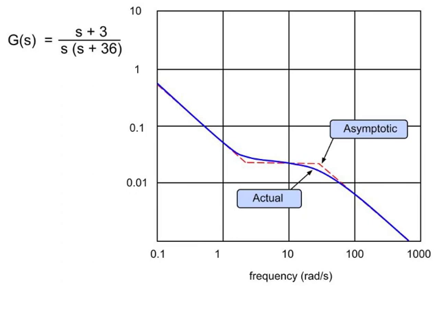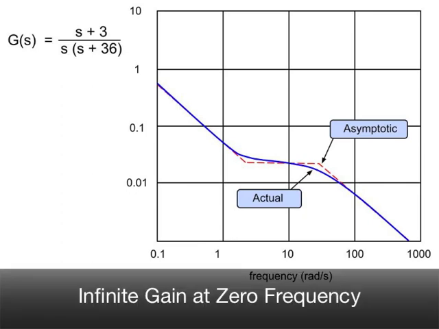And before we move on, I just want to point out a simple fact about this particular transfer function. Because of the pole at the origin, the frequency response goes to infinity as the frequency goes to 0. That is, this transfer function has infinite gain at 0 frequency. This is a property that occurs whenever a transfer function has a pole at the origin.